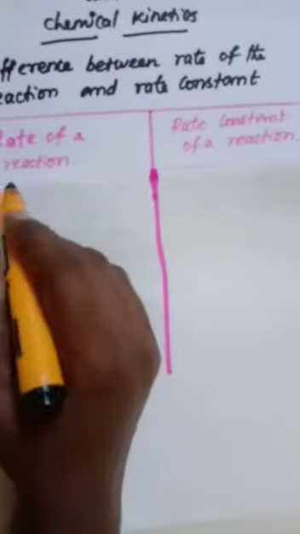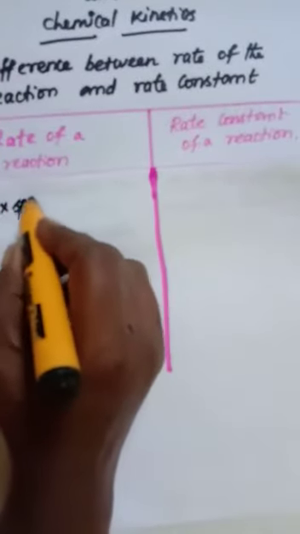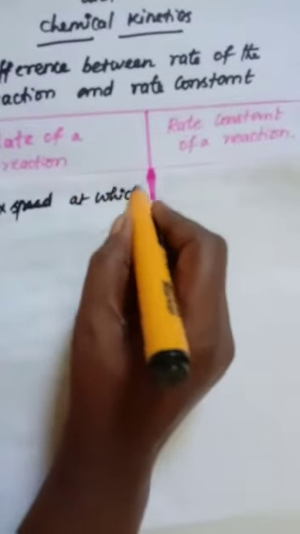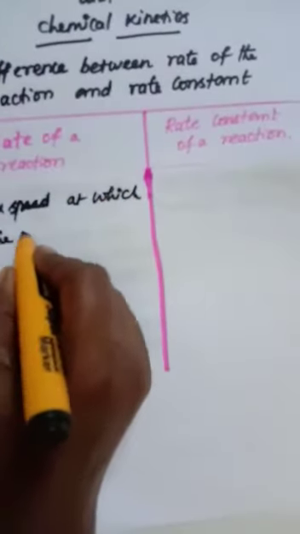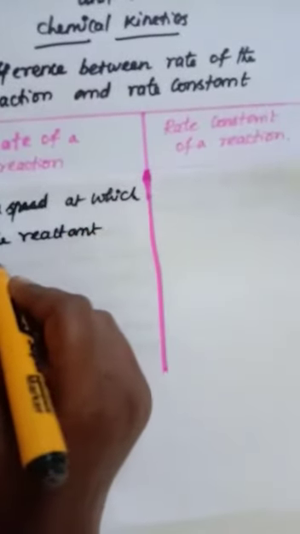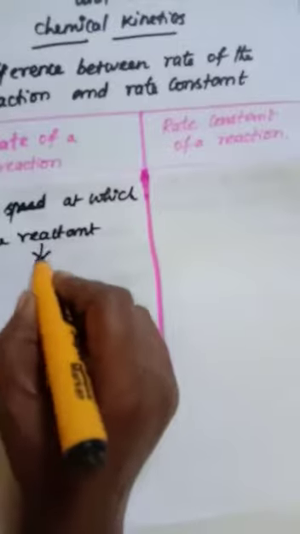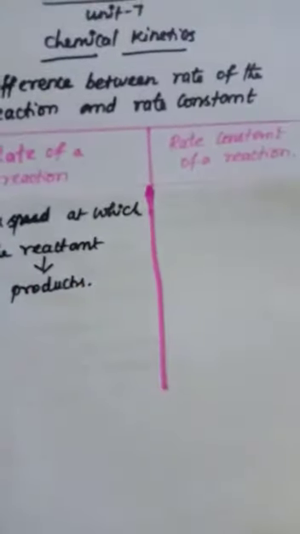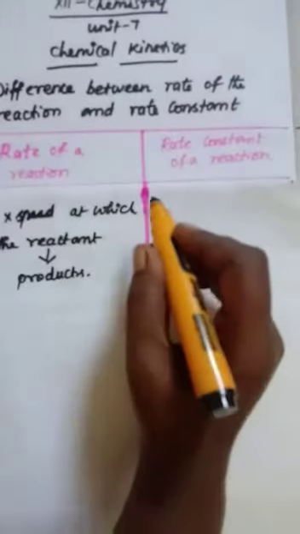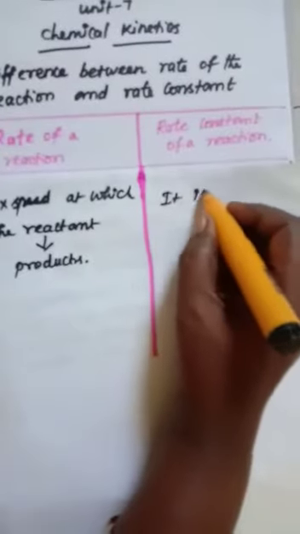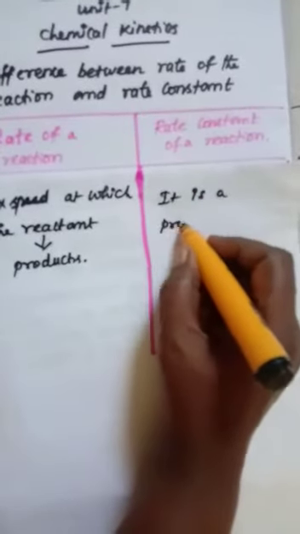A rate represents the speed at which the reactants are converted into product. Rate constant is a proportionality constant.